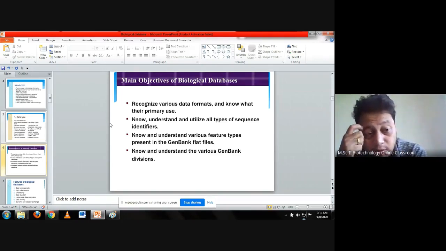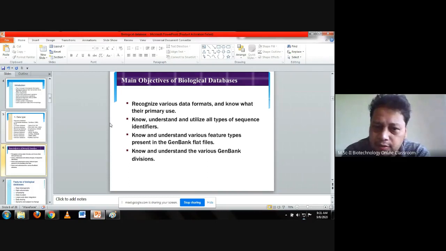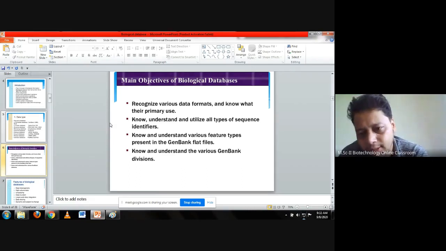Then the main objective of biological databases. What is the main objective? The main objective is to recognize various data formats and know what their primary use is. As the first objective, I gave the example of our college. What I did: forty years ago it was not required, but now, for example, I want to look into the result or performance of the MSc part 2 biotechnology subject. Then I have to search for MSc biotechnology. Then they will show two, biotechnology first and second. Out of that I have to select one. Then again I want to see the performance of students in the bioinformatics subject. Then I will search for bioinformatics. How many students are present, in any unit, what are the percentage marks, all this I can get so precisely. So, recognize data formats and know what their primary use is.